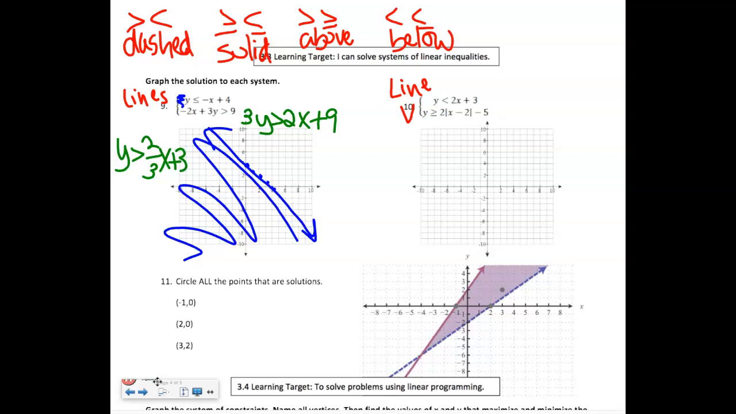Okay. Our other one, after we changed it, is telling us to start at 3 and to go up 2, right 3, up 2, right 3. I hope your guys' graph looks better than mine. Oh, that's rough.